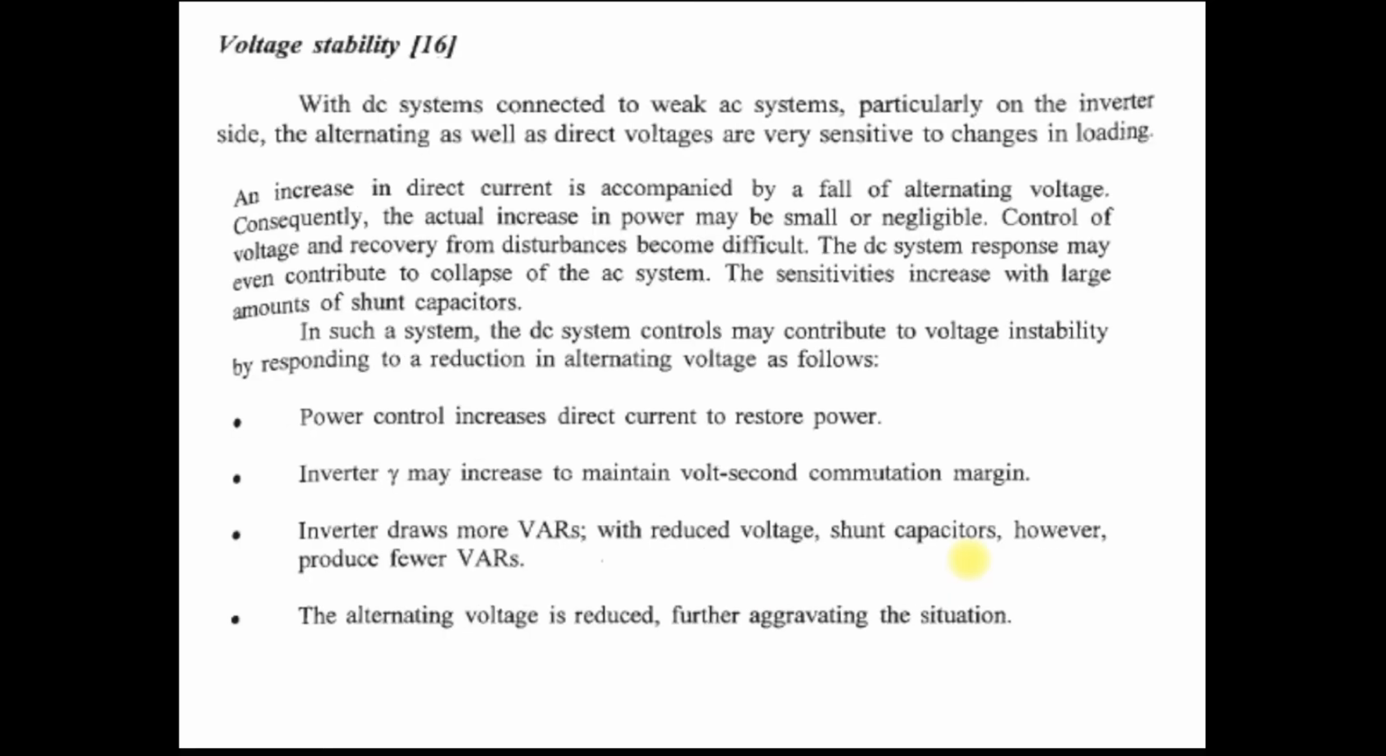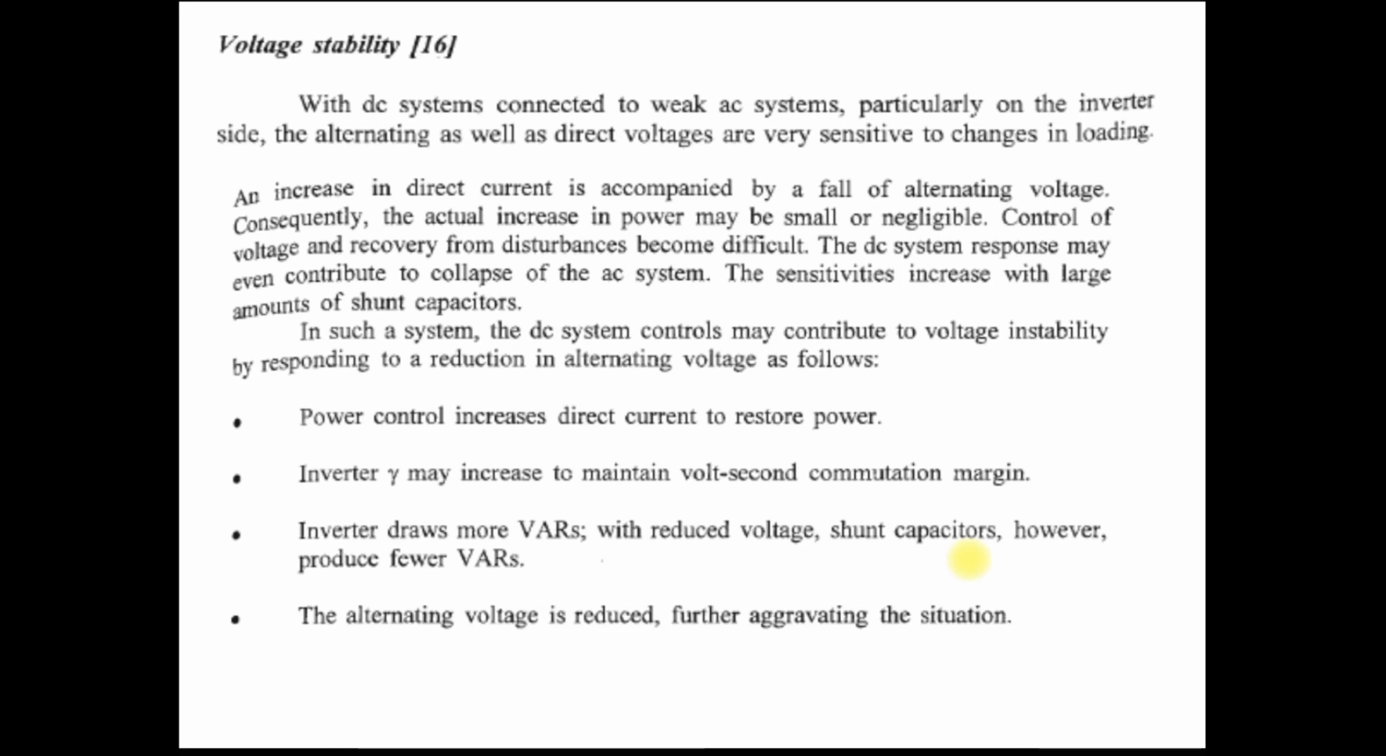The next problem is voltage instability. The DC system which is connected to the weak AC system, particularly on the inverter side, the alternating as well as direct voltage, is very sensitive to the change in the loading. So when the load suddenly changes, suppose there is a sudden increase in the load, the direct current on the DC side will increase, and that will make the alternating voltage on the AC side fall. Consequently, the actual increase in the power is very small or negligible, but the control of the voltage and the recovery from the disturbance becomes very difficult, because now the voltage is reduced drastically to a very low value.